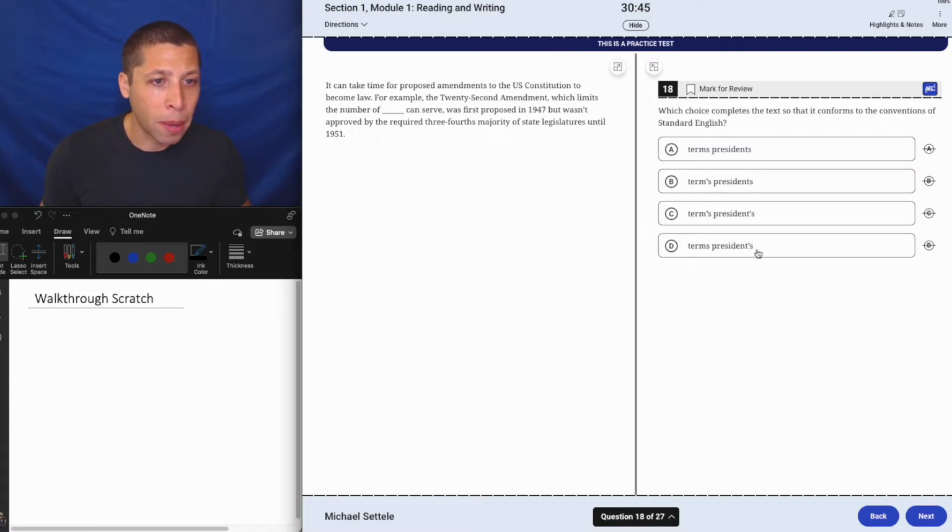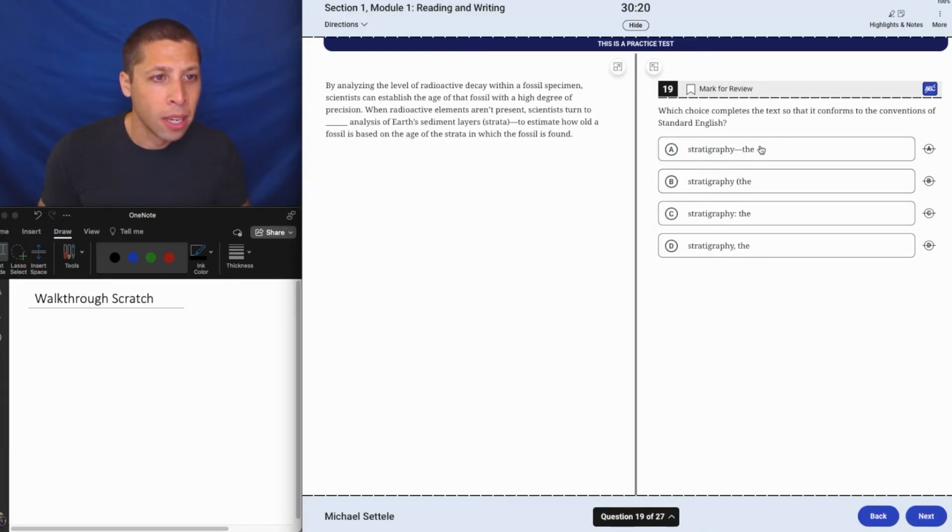This is, again, about apostrophes. So let's just look at this. It can take time for proposed amendments to the U.S. Constitution to become law. For example, the 22nd Amendment, which limits the number of terms presidents can serve. No reason for an apostrophe here. The presidents don't own anything. It's not the president's terms. The terms presidents can serve. Nope, no reason for any of that.